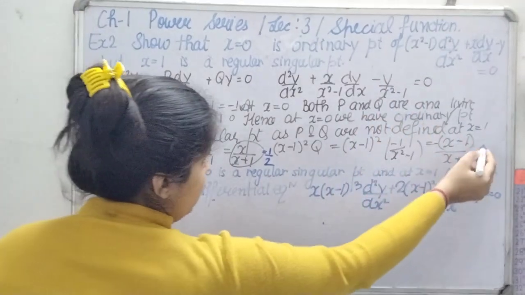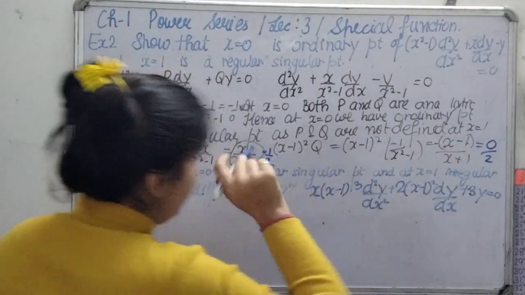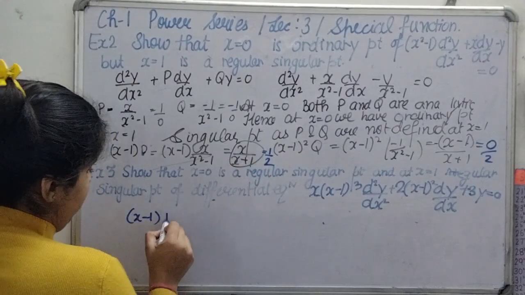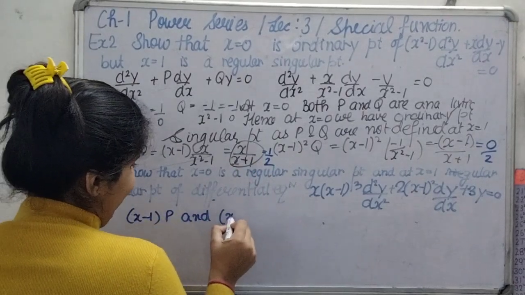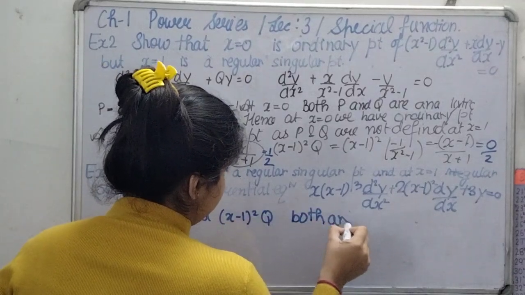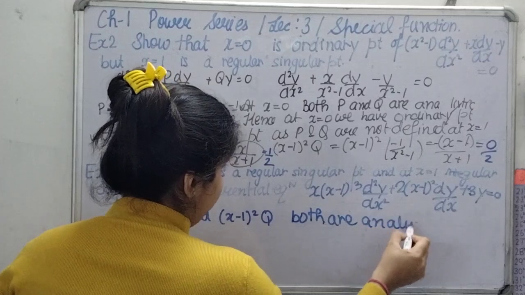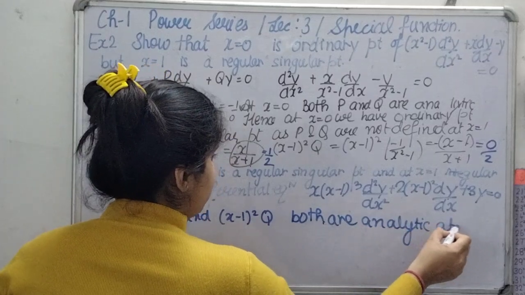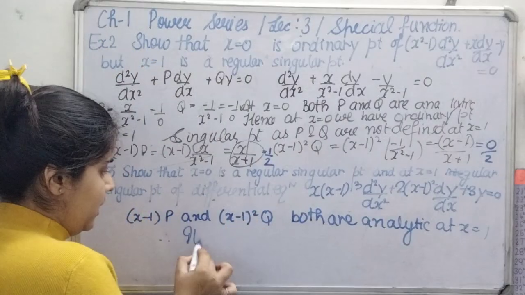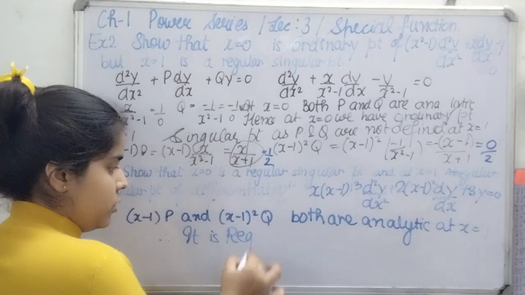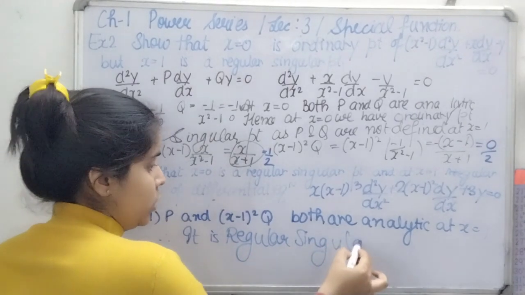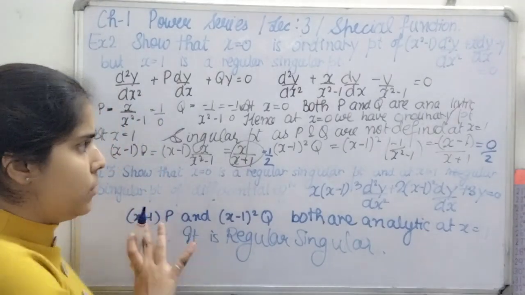Now here we will put x is equal to 1, the numerator will be 0 and the denominator will be 2. So both these are defined. Means you write here x minus 1 p and x minus 1 square q are both defined. Instead of defined, we will use the term analytic at x is equal to 1. These have come out analytic. Hence we will write here it is a regular singular point. If these were not analytic, then it would be an irregular singular point. I hope it is clear to you.